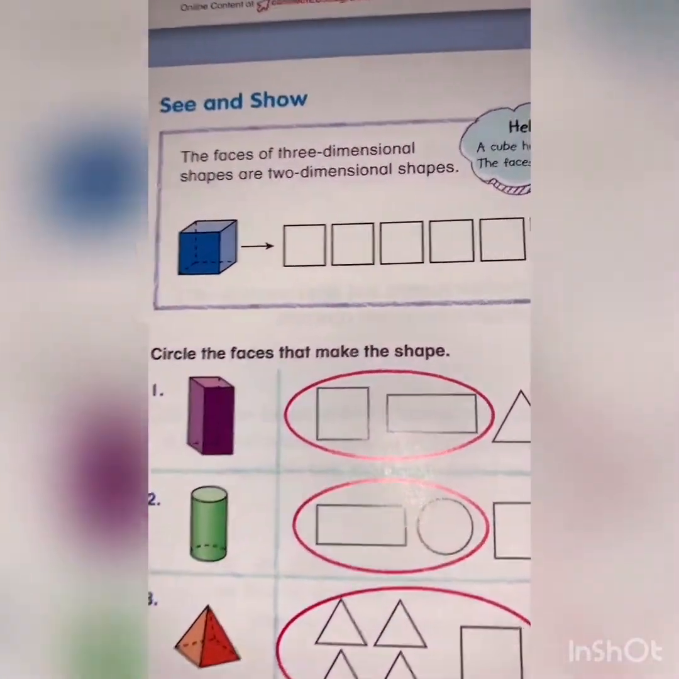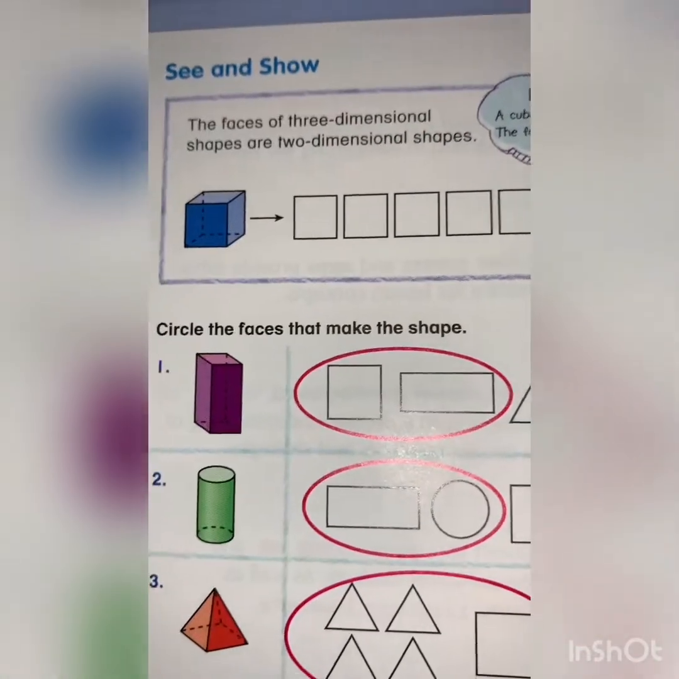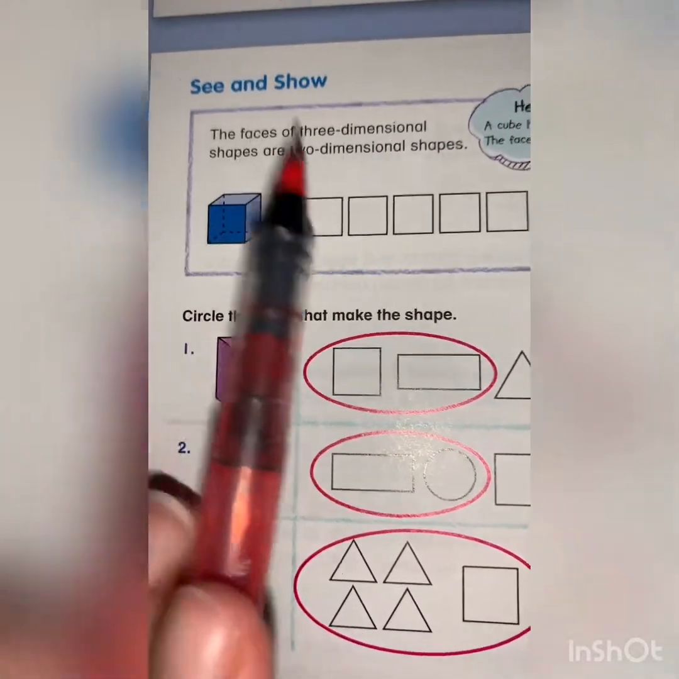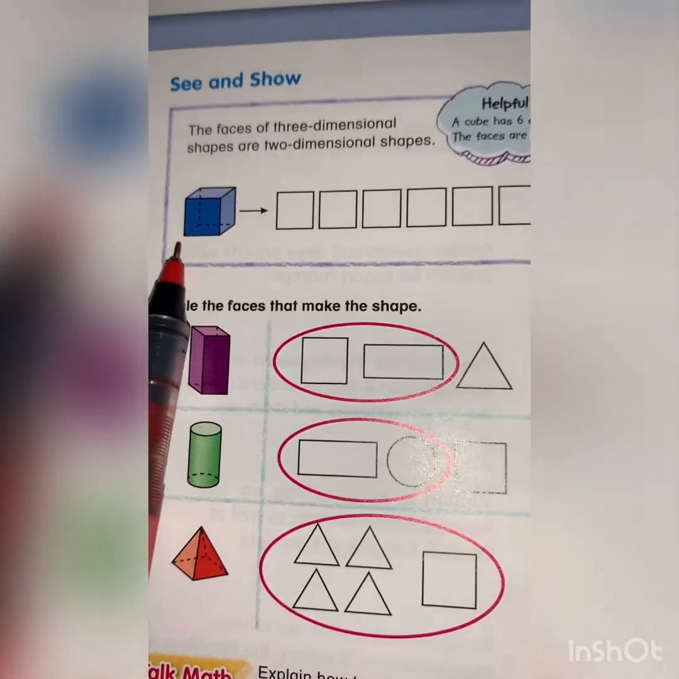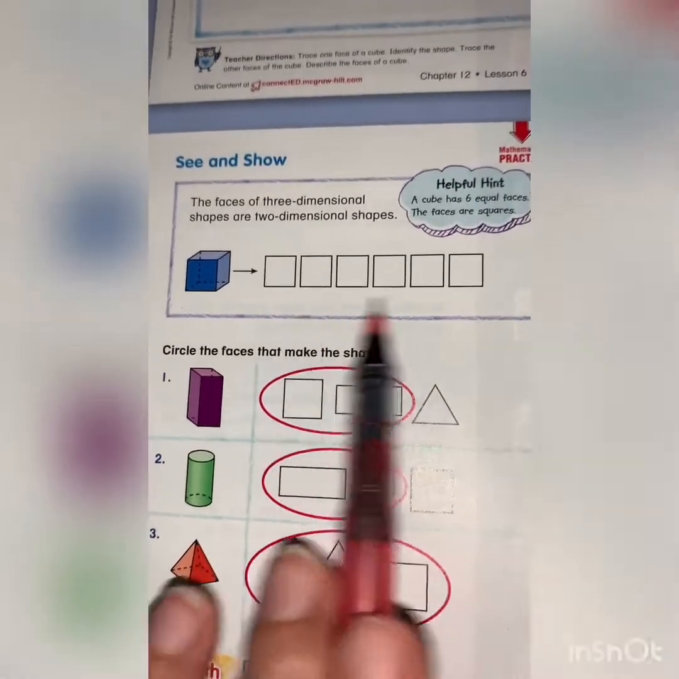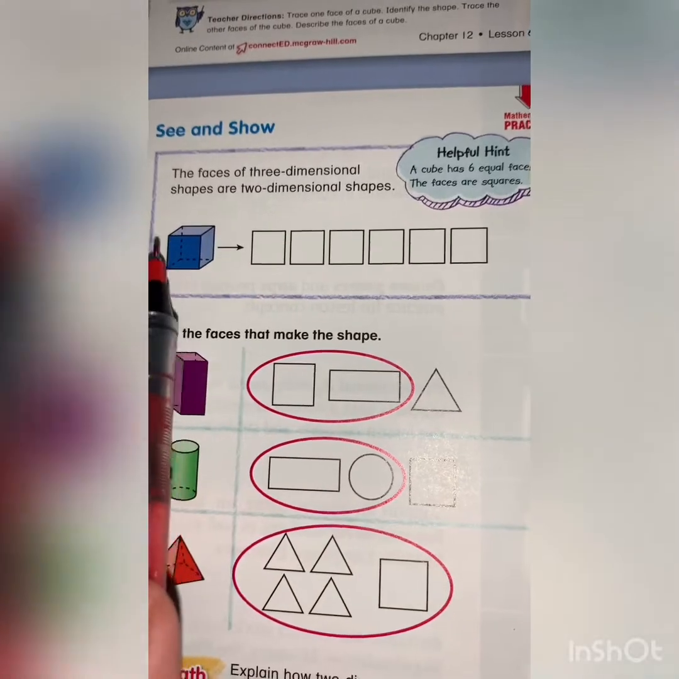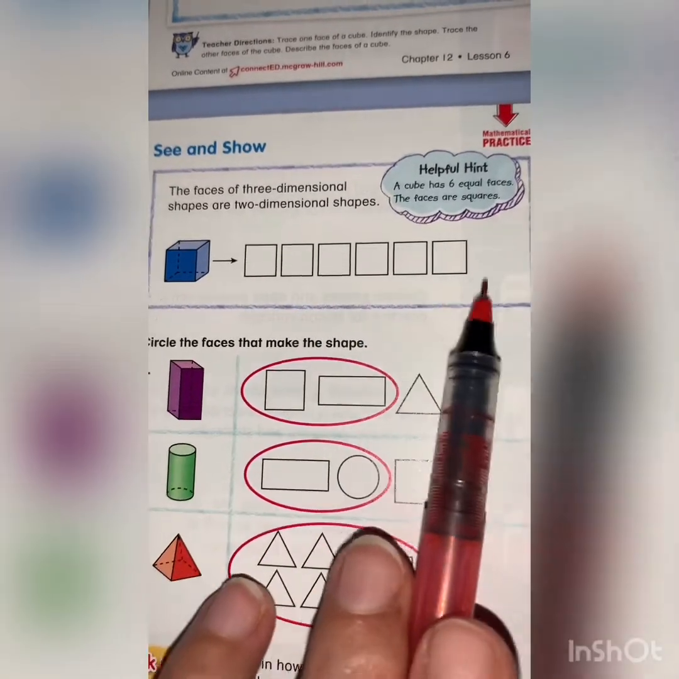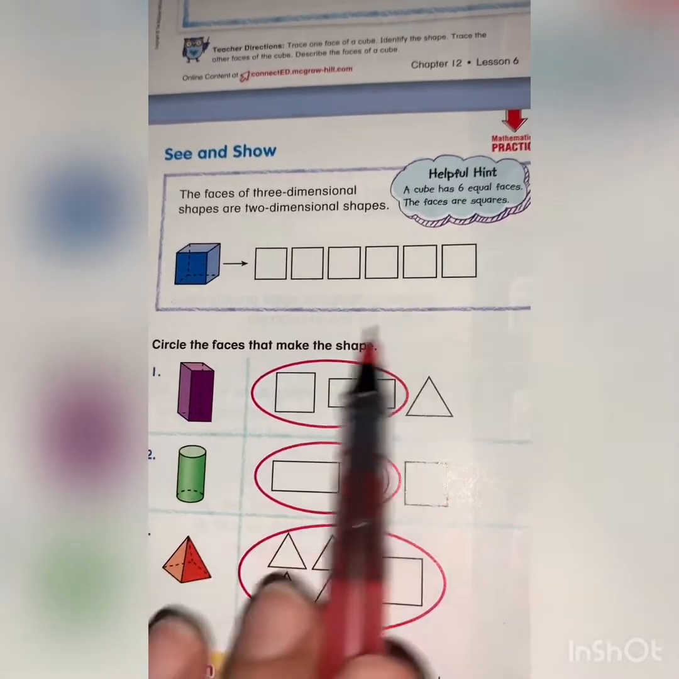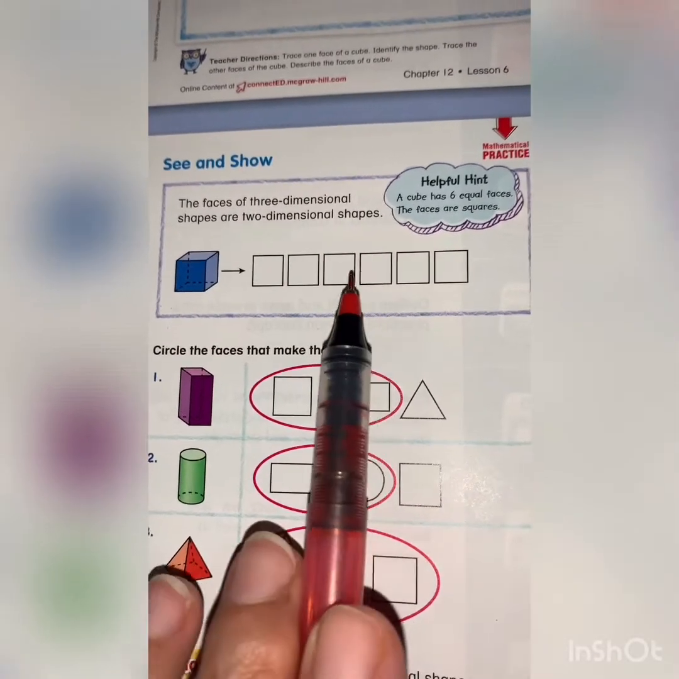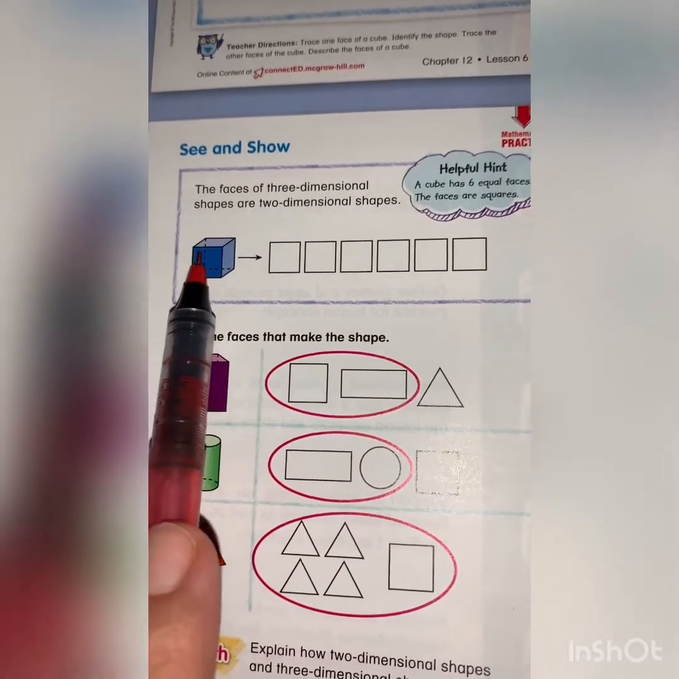Okay, so we mentioned before that all the 3-dimensional shapes have sides. The new thing today is that the faces of 3-dimensional shapes are 2-dimensional shapes. So actually the 3-dimensional shapes are made of 2-dimensional shapes. For example, the cube here has 1, 2, 3, 4, 5, 6. It has 6 2-dimensional shapes. So the normal shapes that we can draw can form for us the 3-dimensional shapes.